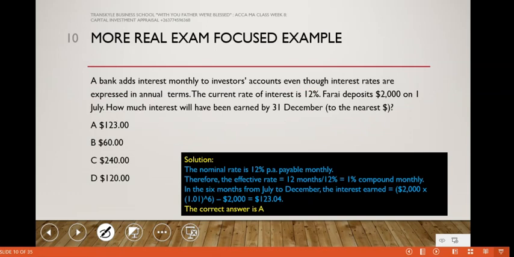Now, this is a more real exam question. A bank adds interest monthly to investors' accounts, even though interest rates are expressed in annual terms. The current rate of interest is 12%. Farai deposits $2,000 on 1 July, which is almost in the middle of the year, at the start of another 6 months, another half of the year. How much interest will have been earned by 31st December to the nearest dollar?